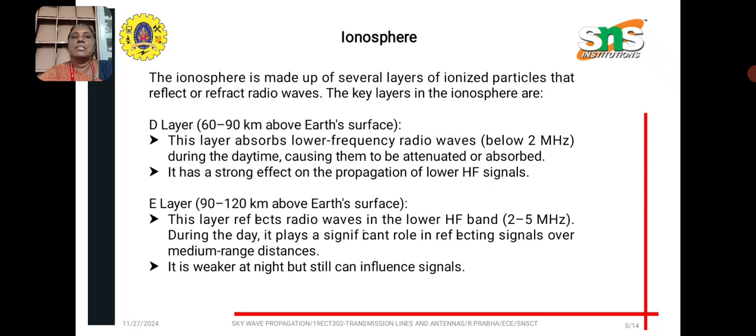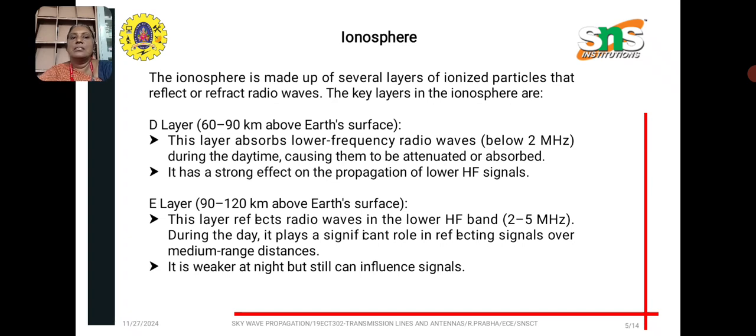The ionosphere consists of several layers of ionized particles that reflect or refract radio waves. The key layers of the ionosphere are the D layer, 60 to 90 km above Earth's surface. This layer absorbs lower frequency radio waves below 2 MHz during daytime, causing them to be attenuated or absorbed. It has a strong effect on the propagation of lower high frequency signals.